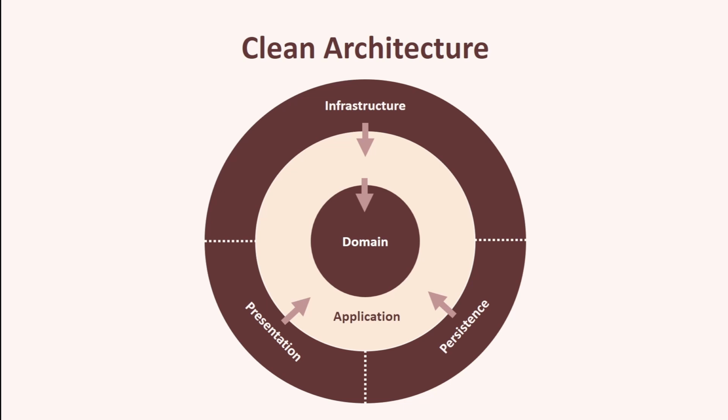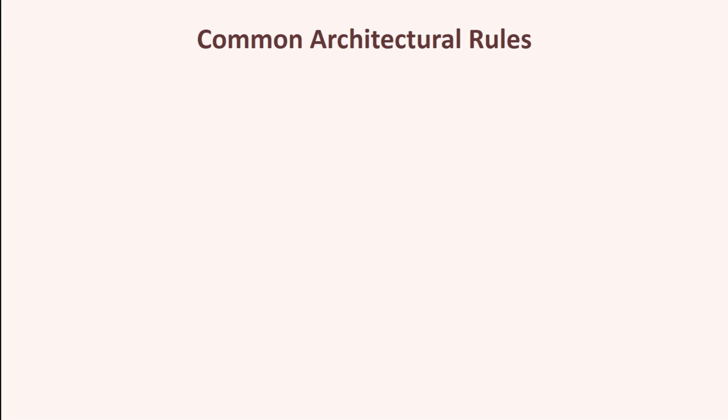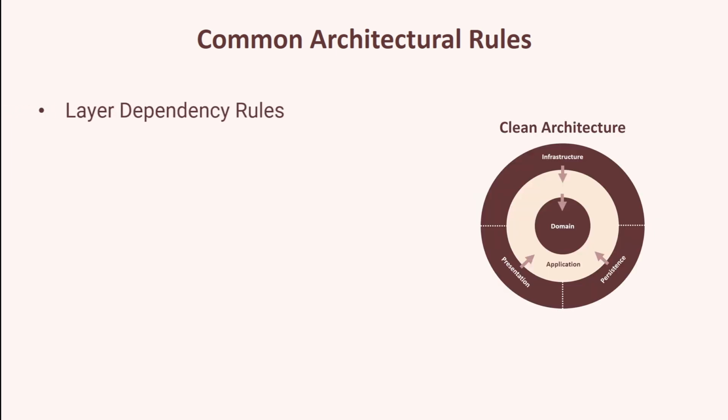Let's get started. Before we write any architectural test, we need to learn what type of architectural rules we can implement. The most common rule in clean architecture is the layer dependency rule. This rule ensures that the dependencies flow inward. The domain layer should not depend on application, infrastructure, or presentation. Another rule we can implement is no direct infrastructure access. Application and domain layers should not reference infrastructure directly.